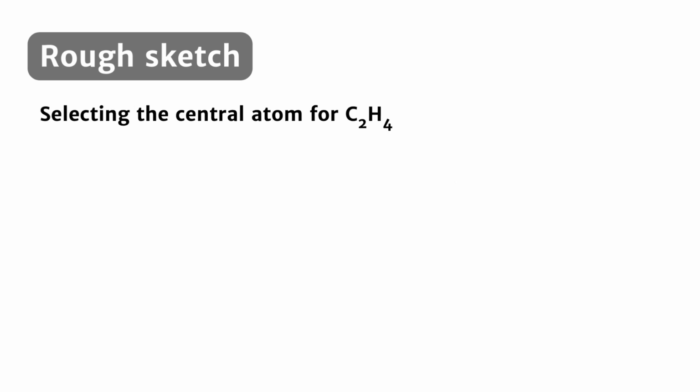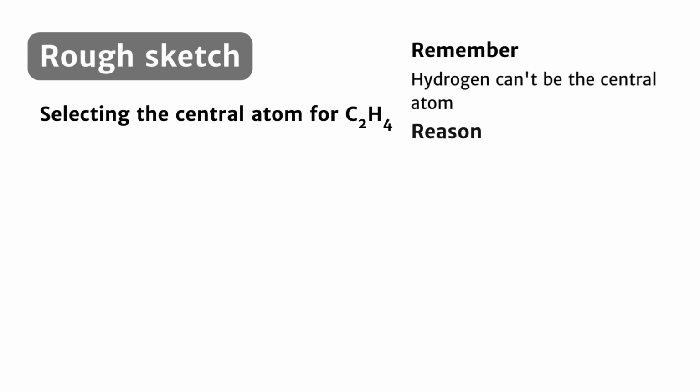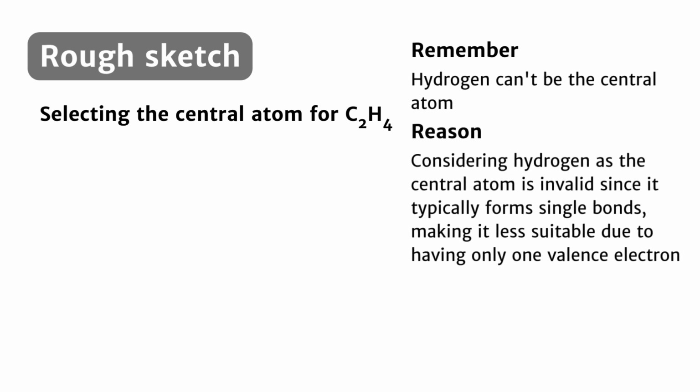When determining the central atom for C2H4, prioritize placing the element with the lower electronegativity at the center. While hydrogen is present in C2H4, considering it as the central atom is not valid, as the central atom typically forms bonds with at least 2 other atoms. Since hydrogen generally forms single bonds due to having only 1 valence electron, it is less suited for the central role. Therefore, in the case of C2H4, opt for either carbon as the central atom.